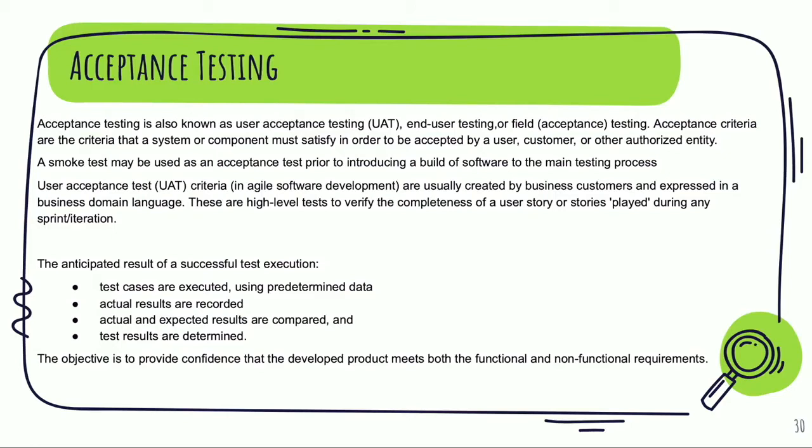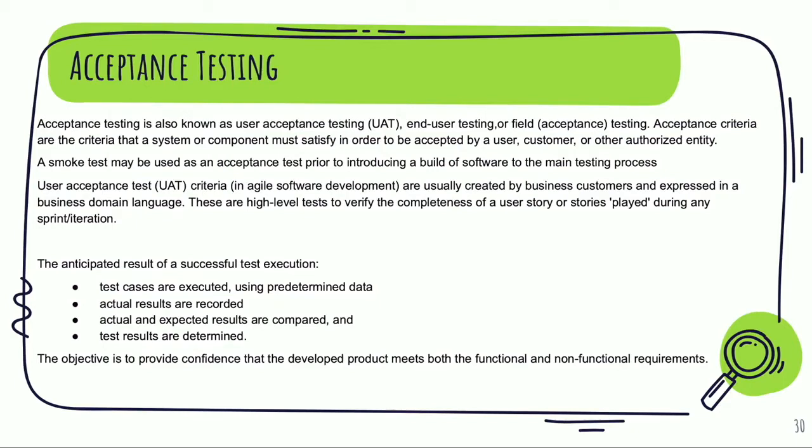What are we expecting during a successful UAT? The anticipated result of a successful test execution includes: test cases are executed using predetermined data, and actual results are recorded. All the results we have, pass, fail, maybe any new suggestion or any new bug, are recorded. Actual and expected results are compared.